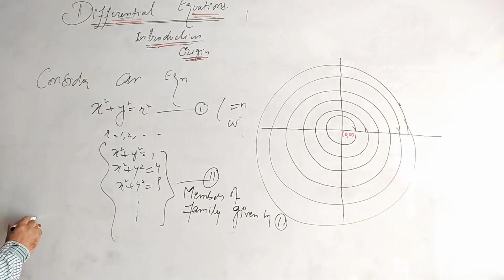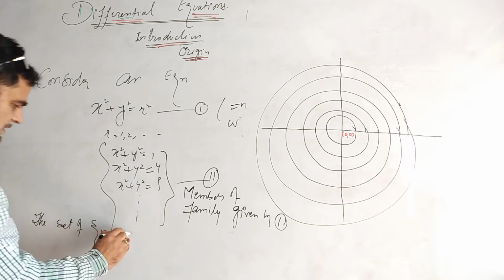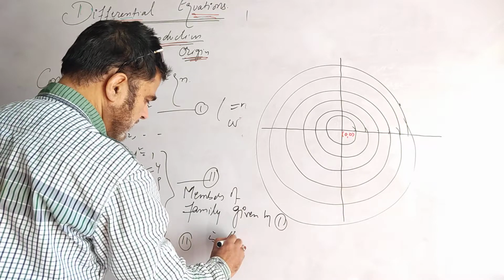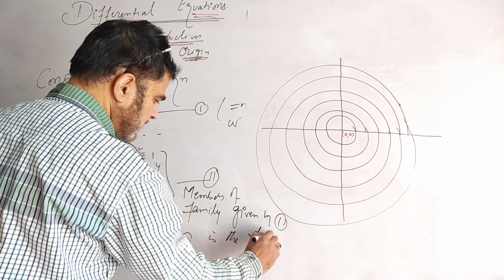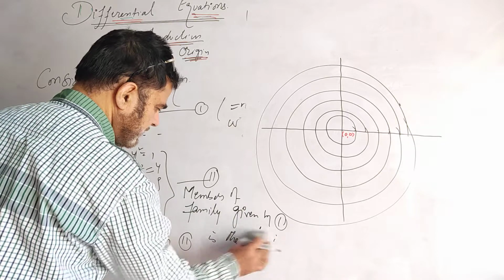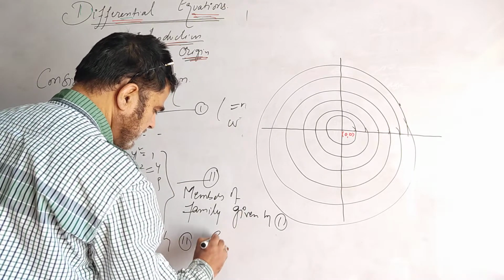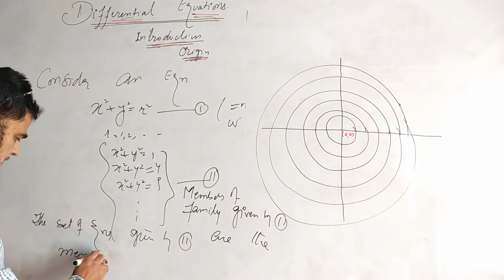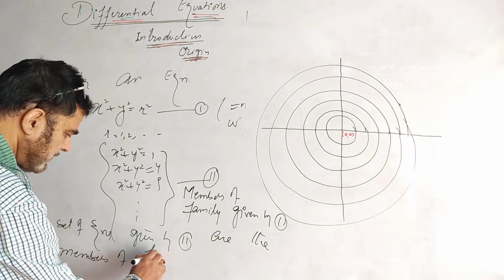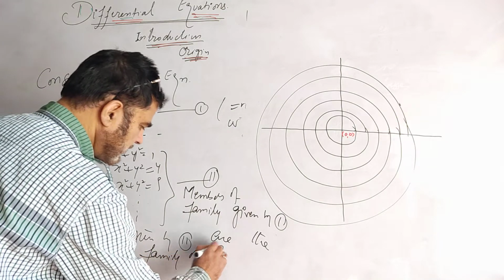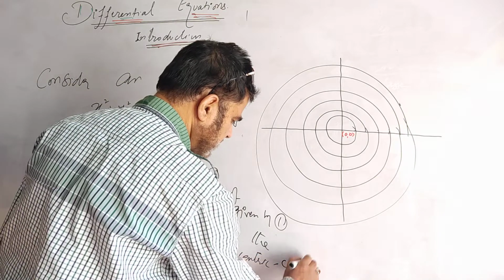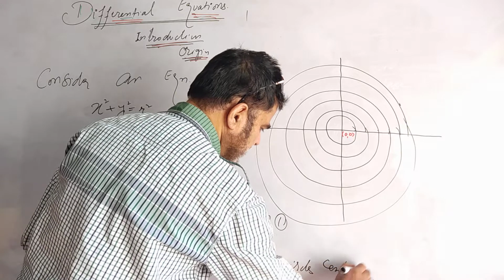The set of equations given by the second are the members of the family of concentric circles, each of which is centered at origin.